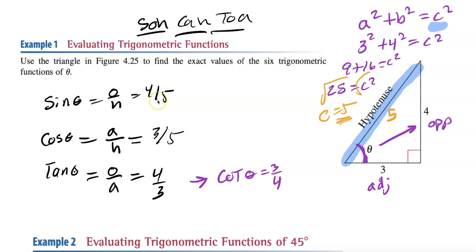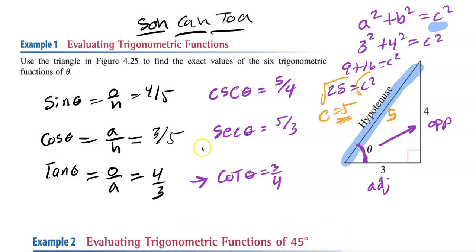Sine goes with cosecant. That's probably the hardest one because it sounds like it should go with secant, but no, it goes with cosecant. So it was 4/5, now it's going to be 5/4. If you know that one, then that means cosine goes with secant. So that's short for secant. And then it was 3/5, so now we're going to go 5/3.